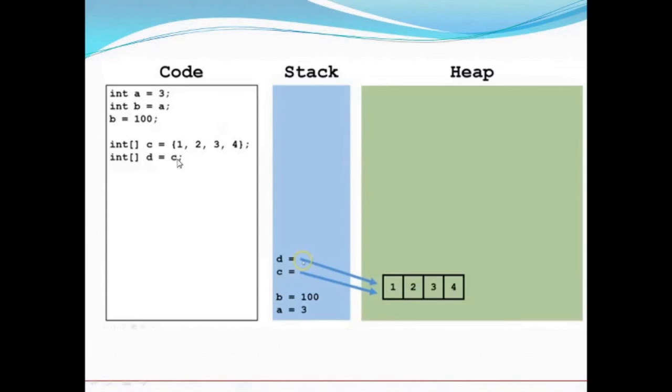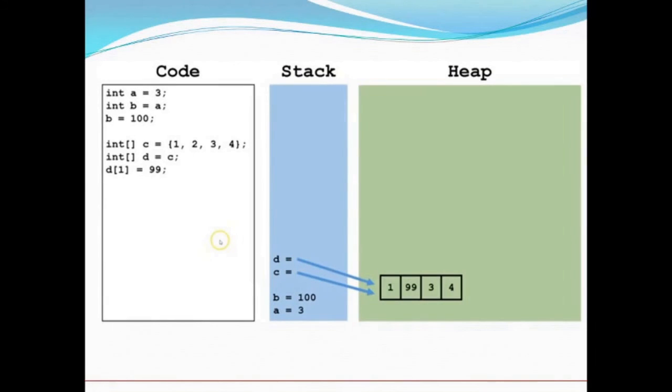Okay. Now, when we declare another variable of integer array type, and we call it D, and it will point to C, as in this expression, then what will happen? D and C will both point to the place in the heap where this 1, 2, 3, 4 array is stored. Okay. Now, let us see.